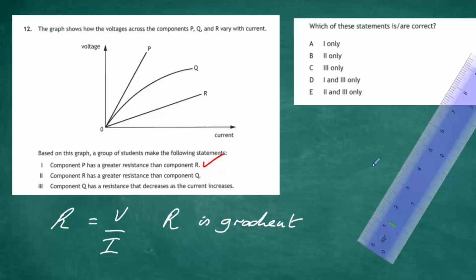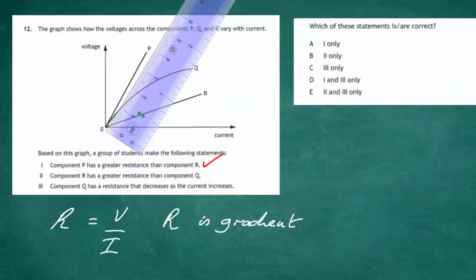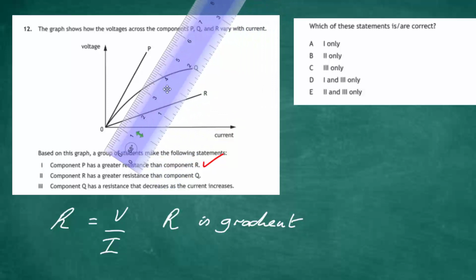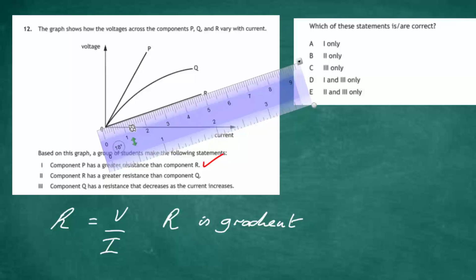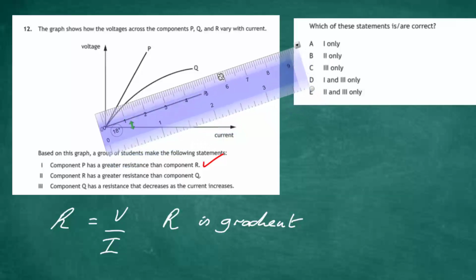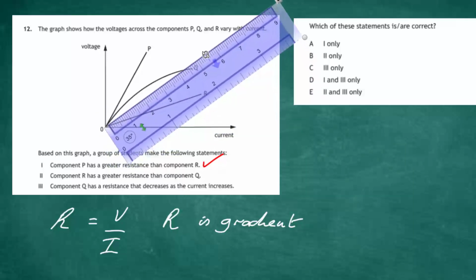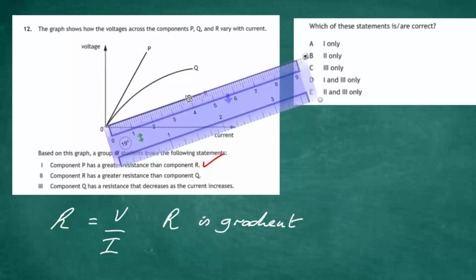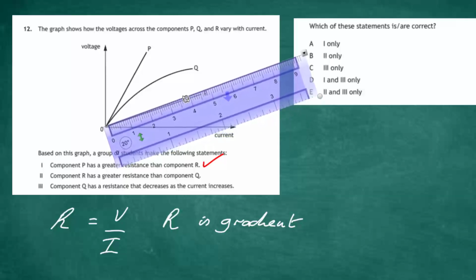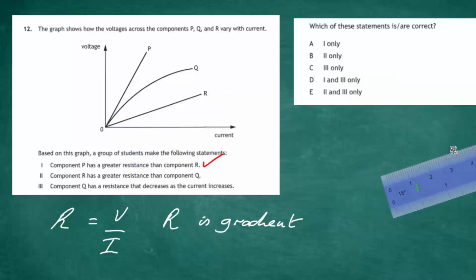The second statement, component R has a greater resistance than Q, is done by the same method. We take our ruler and we move it across to the graph of R. That's it, lying on the graph of R, and that slope there is going to give us the value of the gradient. But if we compare it to Q, you can see it's going to have a much smaller gradient than Q, anywhere on Q. In fact, you can see Q up here, R down here. R has got the less value for the gradient, therefore it's got the less resistance. So component R has not got the greater resistance than Q, so we can mark that statement wrong.